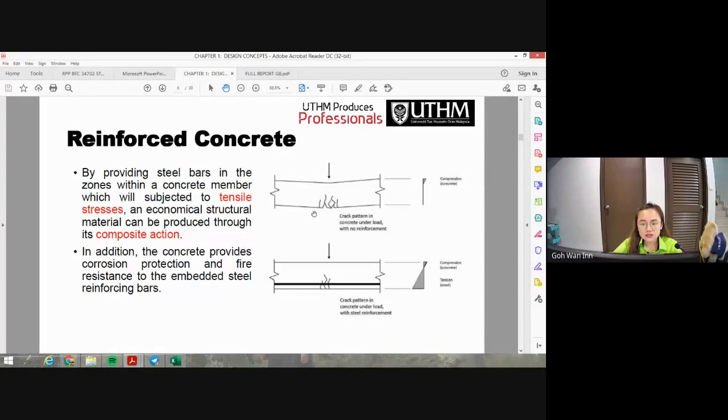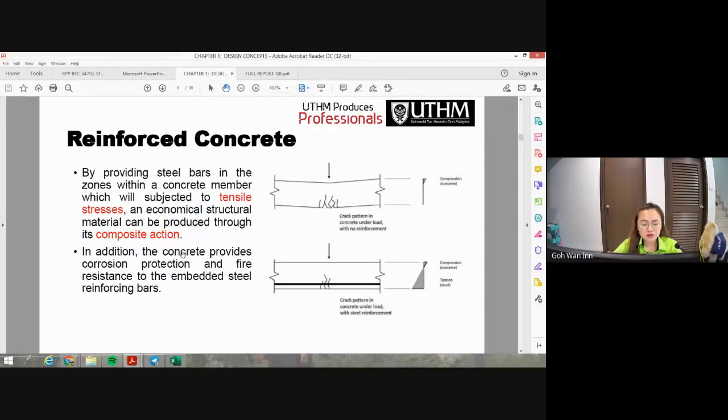So the tension area will be cracked, because there is no reinforcement. So when you have reinforcement, you put it at the bottom layer, so it will take the tension by the steels. It will support it. So okay, this one you can see that it will be like this. So you already know this, right? From the other subject.